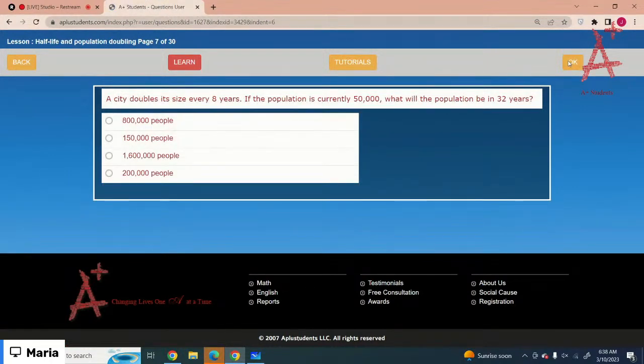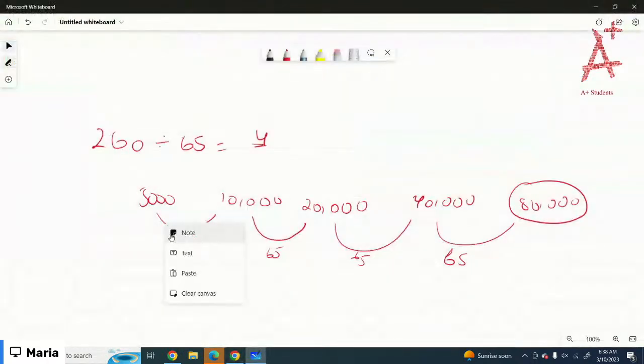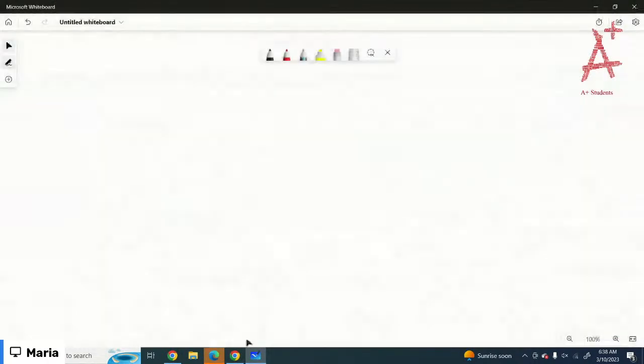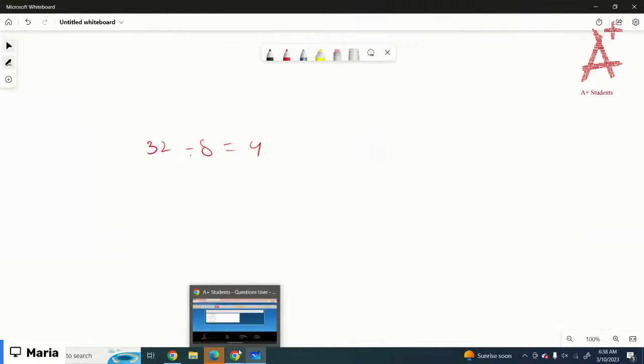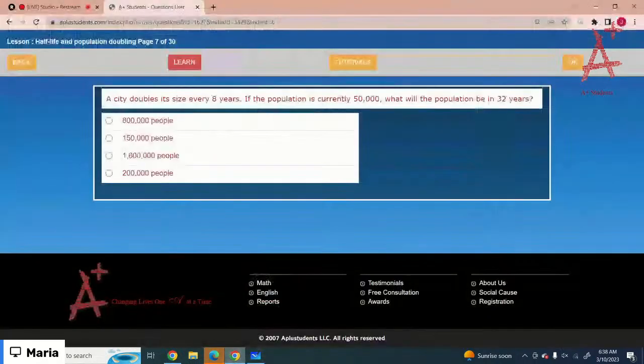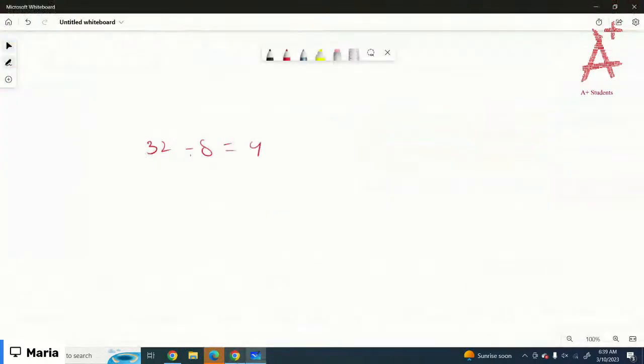Okay, if a city doubles its size every 8 years, and the population is 50,000, what will the population be in 32 years? So 32 divided by 8 is 4. That means until 32 years, it would be doubled 4 times. Got it? So you start with 50,000.